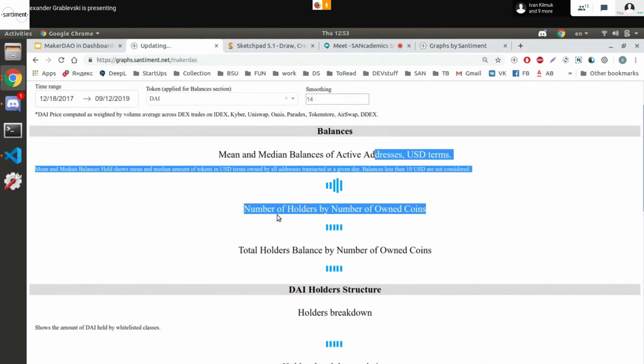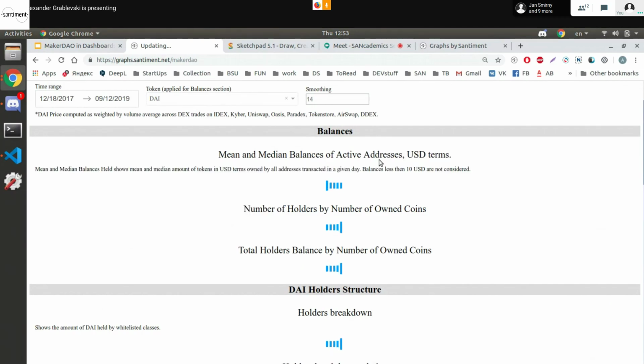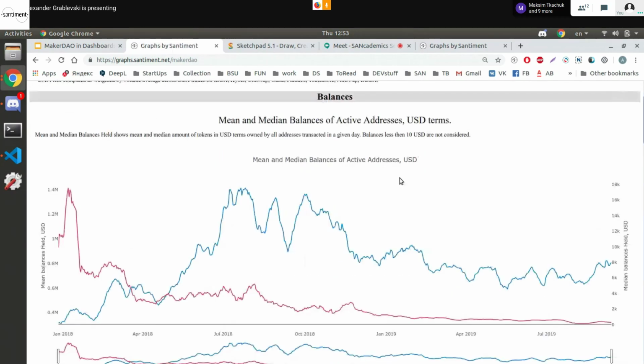Yeah, or number of holders and total holders balance. Let's go through it. You see that mean balances are much more than median for DAI, because there are some addresses that own a lot of DAI, and that makes the mean balance go up. It could be exchanges or Compound wallets or something like that.